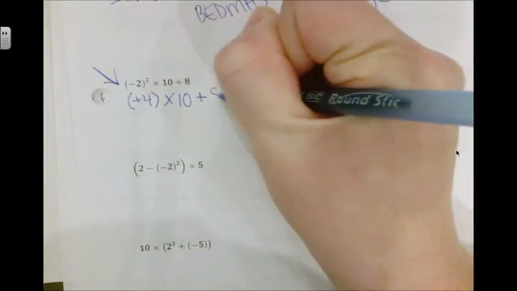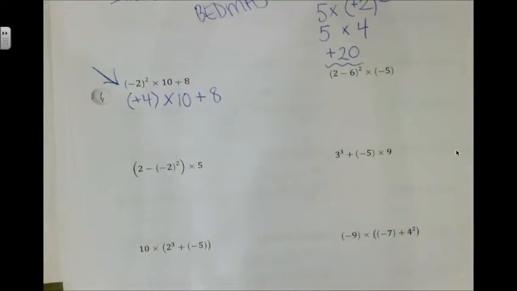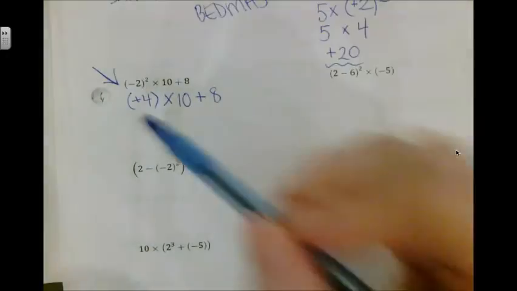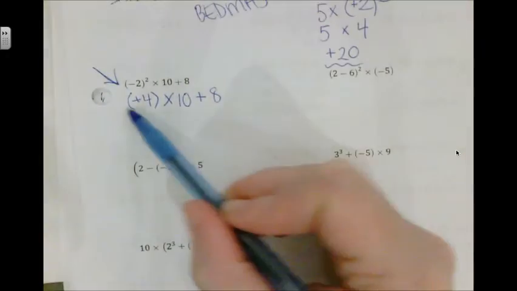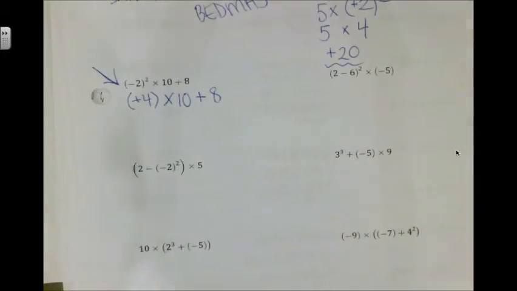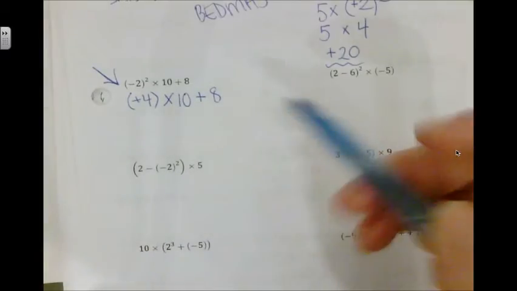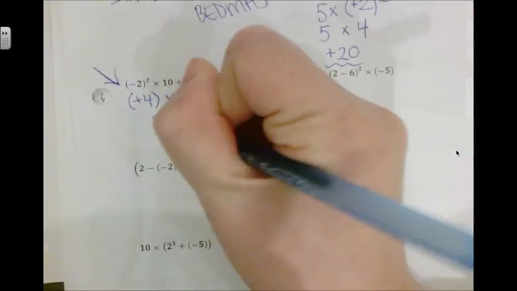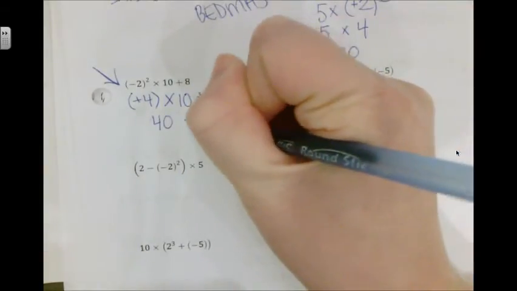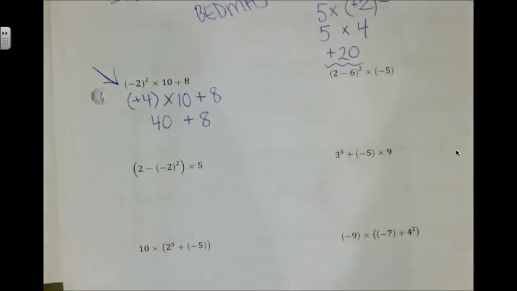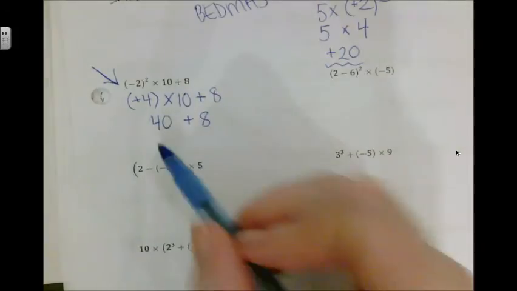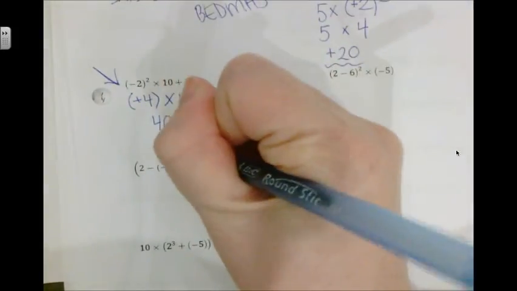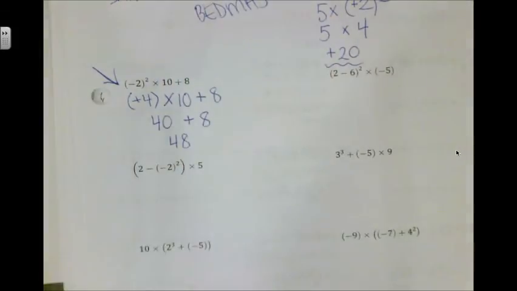So I have no brackets left, I have no exponents left. So I do +4 times 10. You don't need this bracket here if you don't want it, but I've noticed that it's helping you guys, so I'm leaving them there. So 4 times 10, they're both positive, so that's +40 plus 8. Again, now we just have two positive numbers. So 40 plus 8, you just add them up. +48 should be your answer.